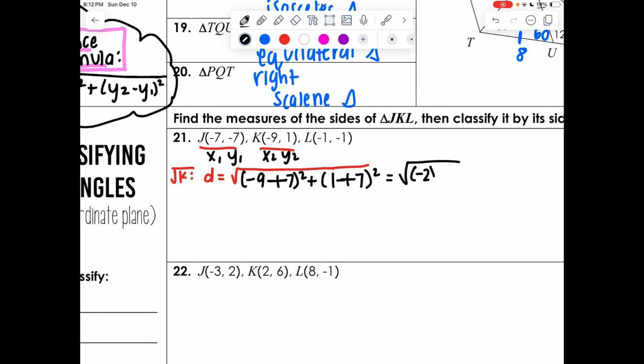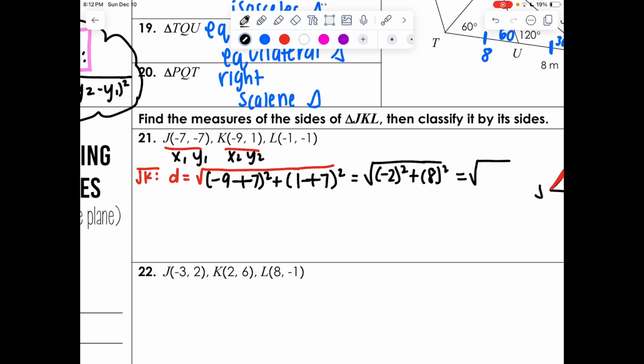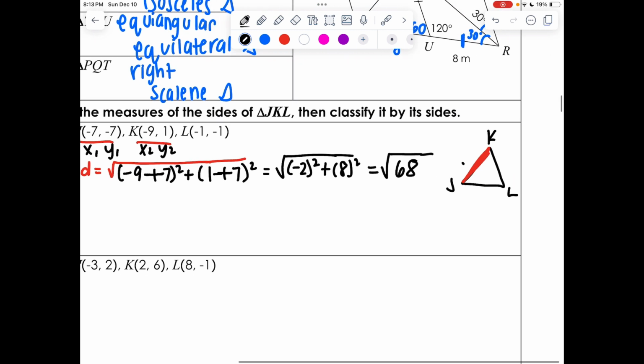Okay, we know how I am with math in my head. Not good. So hopefully I don't make any more mistakes. That's why I made a mistake, and I didn't even bring my calculator here again, which was definitely a mistake. 4 plus 64 is 68. Okay, so we're saying this is the square root of 68. That's that distance, okay?